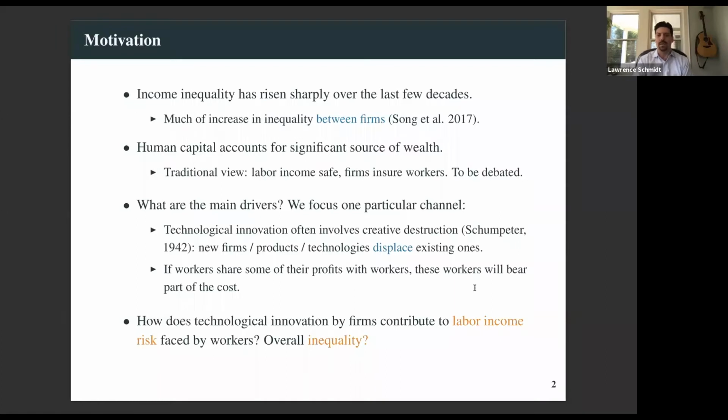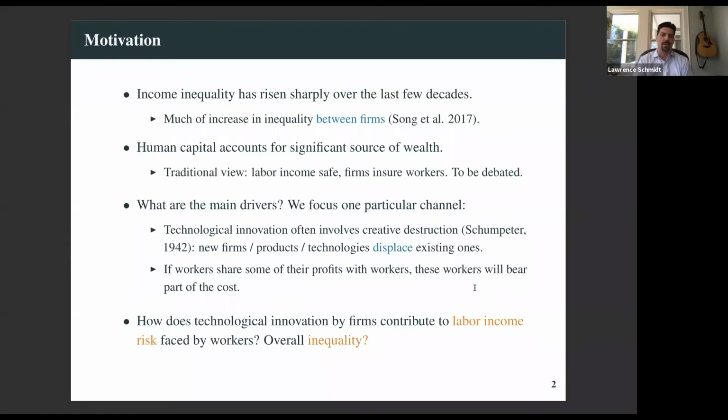There was this traditional view that labor income was quite safe. We thought of firms potentially acting almost like insurance conduits, insuring workers against shocks to their productivity. This is obviously to be debated, and I'm massively oversimplifying. But lately, thanks to fantastic new data sets, especially administrative earnings records, we're learning a lot more and trying to open up the black box of why people's incomes fluctuate so much.